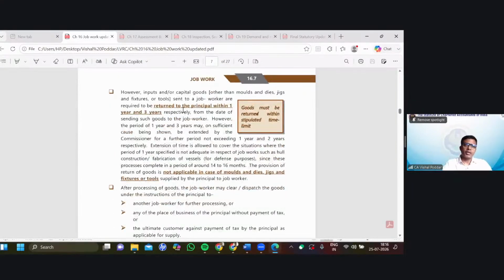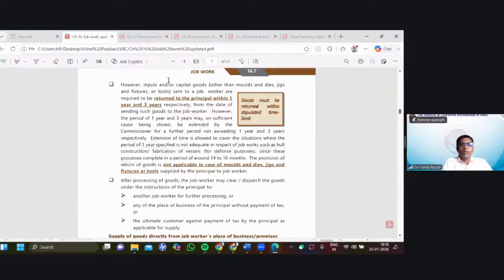And obviously the principal will still be eligible to get the ITC, because under the bill to ship to model, when on your instruction goods are sent to a third person, you are still eligible for ITC. This is given even in section 16(2). However, inputs and capital goods other than molds, dies, etc., which I have allowed you to send to the job worker without payment of tax and without reversing ITC, have a time limit.